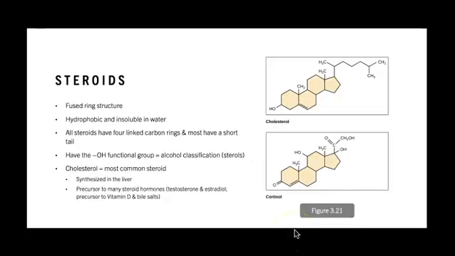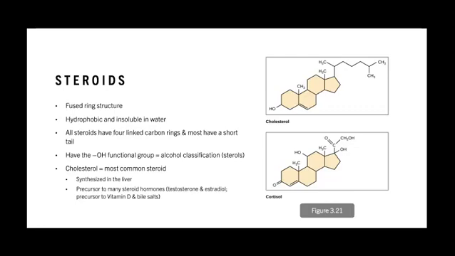And lastly, we have to mention steroids. These have a fused ring structure and are hydrophobic and insoluble in water. All steroids are going to have these 4 linked carbon rings, and most of them do have a short chain tail that you could see pictured over here. And if they have a hydroxyl functional group, they're going to have an alcohol classification known as a sterol.